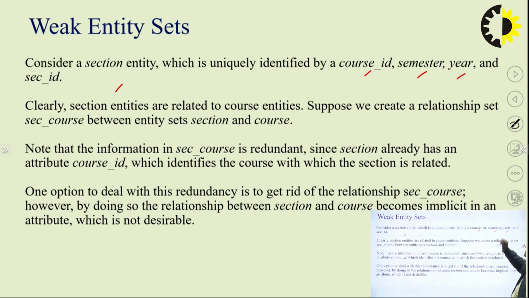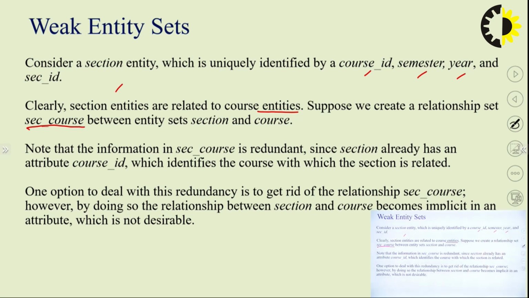So, why are we having course ID here? Section ID and course ID are more or less the same. Clearly, section entities are related to course entities. Suppose we create a relationship set section and course.